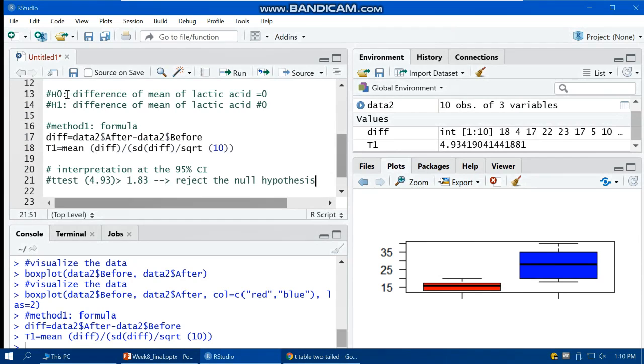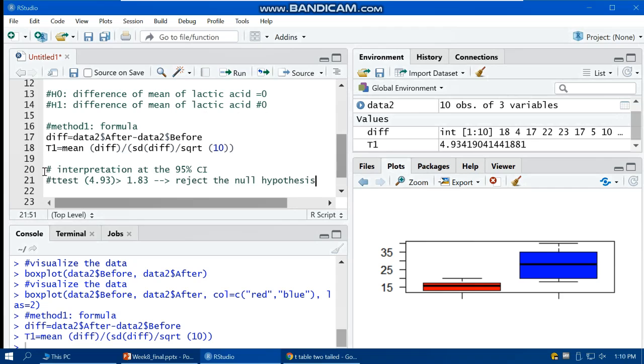So we reject the null hypothesis, which means that we reject that the difference is equal to 0. So the difference of the mean of lactic acid before and after the training is not 0, which means that there was improvement from a statistical viewpoint at the population level, right?